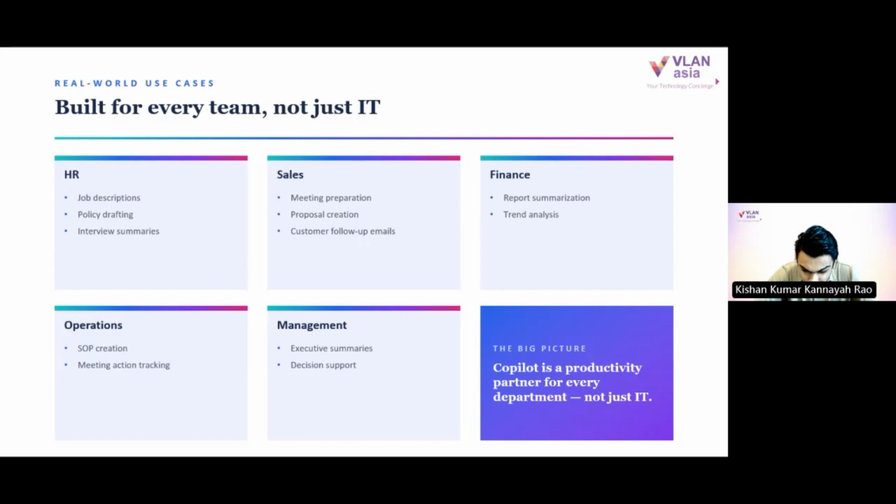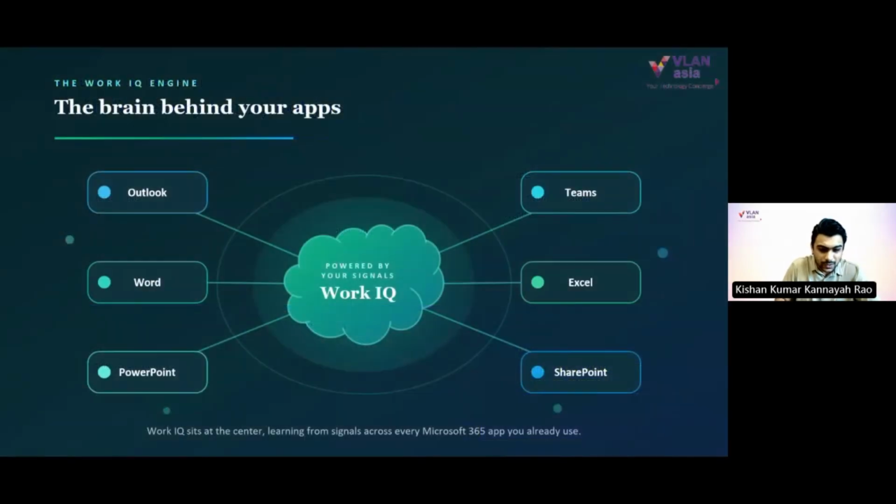So the bigger picture is that Copilot is a productivity partner for every department. It's an AI assistant for everybody, not a single person. So that's what Copilot is all about. Now we are moving on from Copilot. We are done with Copilot.